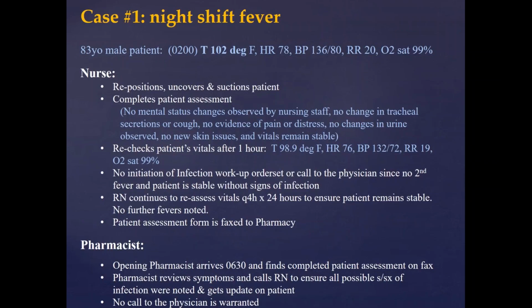Even after the recheck, the temperature comes back at 98.9. So no initiation of the infection workup, no call to the physician, since there's no second fever and the vital signs remain stable. So the nurse faxes the assessment form to pharmacy because we track these patients so we can see how often this is happening, and we found that in about 20% of the fevers, they never get a second one. So right there, we're cutting down on antibiotic use, calls to physicians, and everybody's happy.